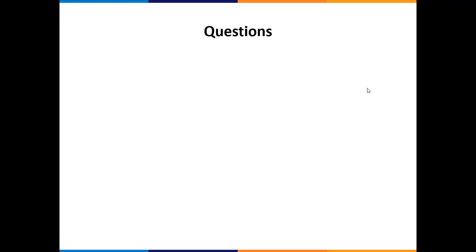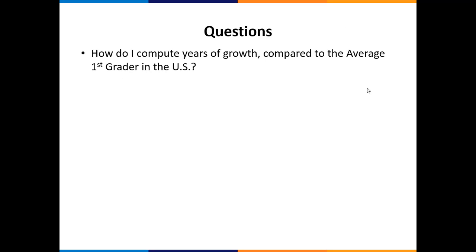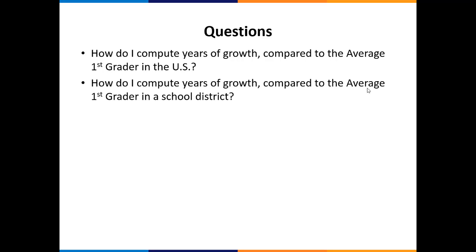All right. So that's what we're going to do today. We're going to examine how we compute the years of growth compared to the average first grader in the United States. And then we're going to repeat it, and we're also going to show how to compute the years of growth compared to the average first grader, say, in your school district. All right. And then finally, I'm going to show you how to make that OS total score growth chart.